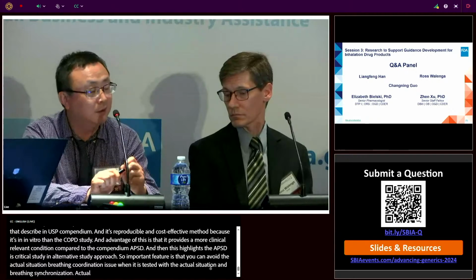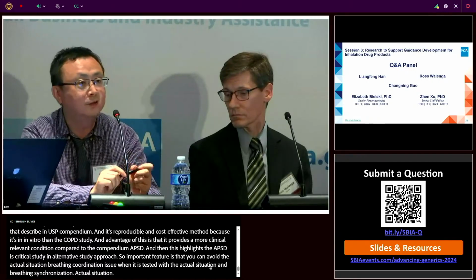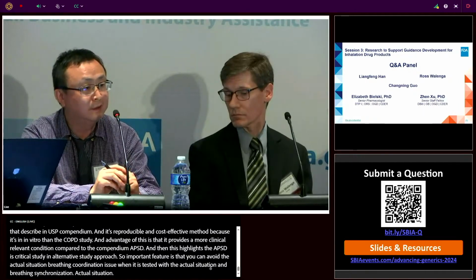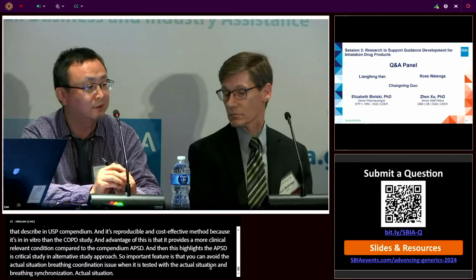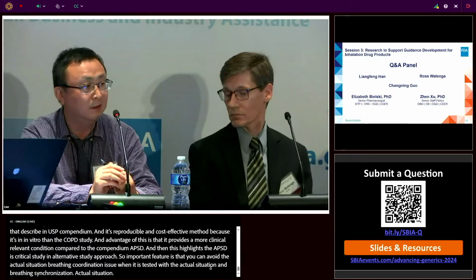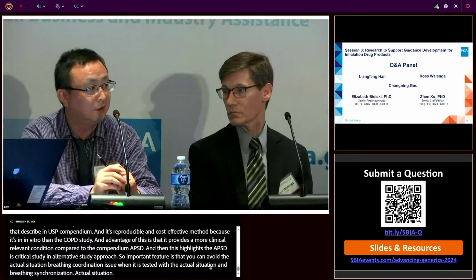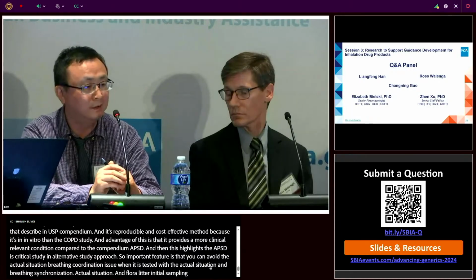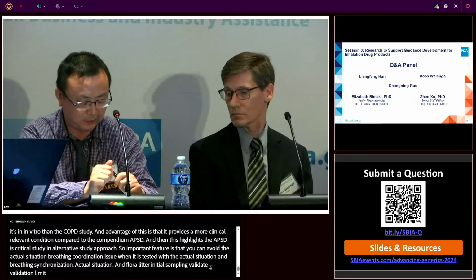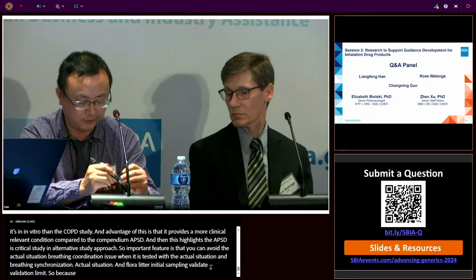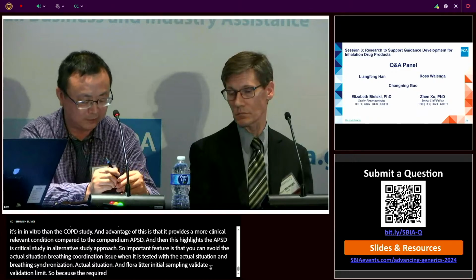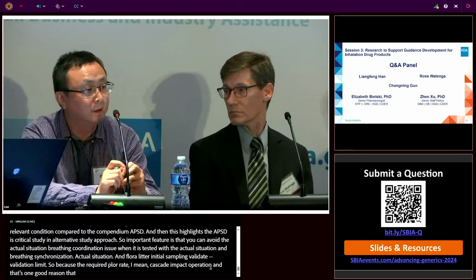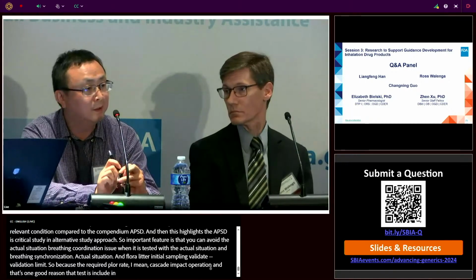The realistic APSD, of course, has its advantages, but also has its limitations. One of the things that we can foresee is that when we test, for example, the low specific resistance DPIs, it may exceed the flow rate of 100 liters per minute, which exceeds the inertial sampling apparatus validation limit, because of the required peak respiratory flow rate for a cascade impaction operation. That's one of the reasons that the test is included as one of the weight of evidence approach, but it's an important one.